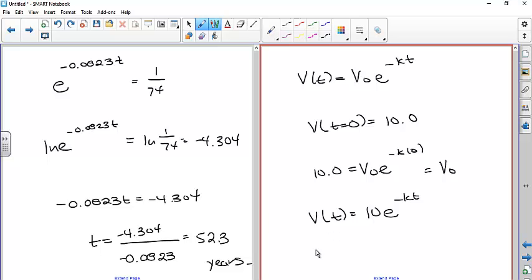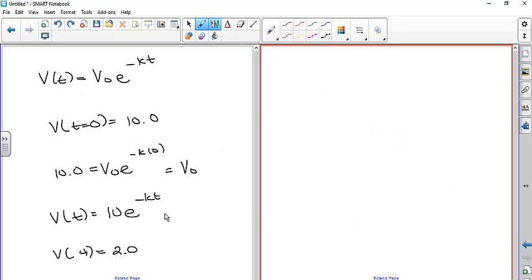And then we have that after 4 seconds, the voltage is 2. So this is the Y value, 2, and the T value is 4. So you get 2 equals 10 e to the minus k times 4. So we need to solve for k. So you'll have 2 divided by 10 equals e to the minus 4k.